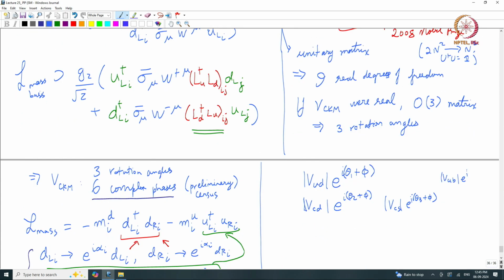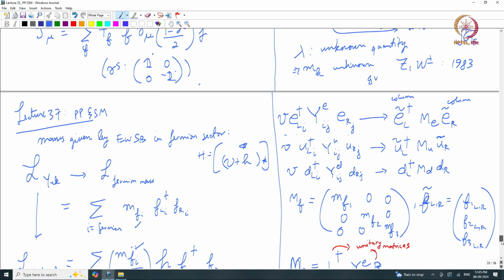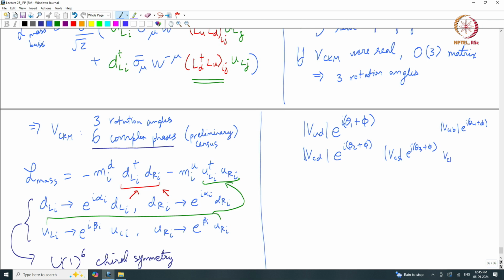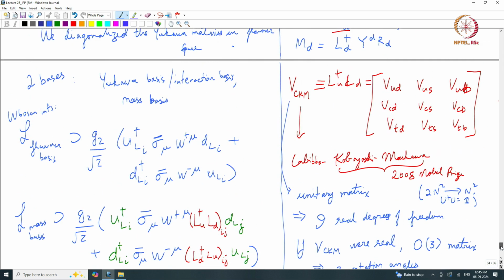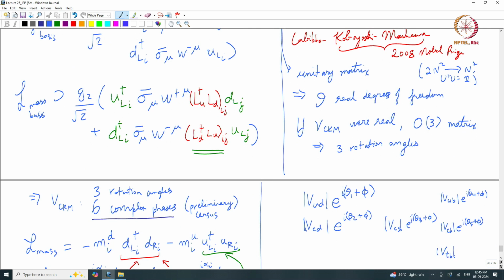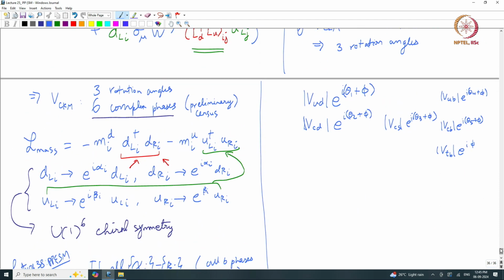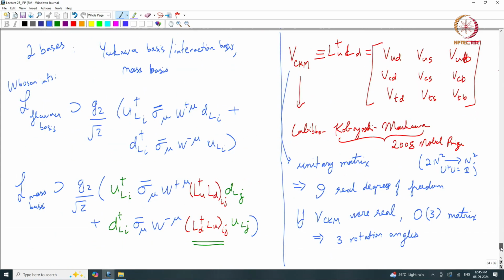VUB is e power i theta 4 plus phi, and let me pick VCB. So, VCB is e power i theta 3 plus phi, okay. And for the last phase I am just going to use, so let us use VTB, I am just going to put e power i phi, okay. I am doing this for a certain reason, alright. Then of course, the other elements do not have a phase, so I will just write that down.